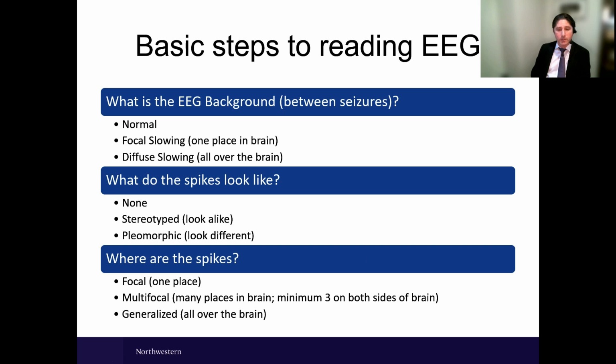And where are these spikes located? Are they in one place, similar to the slowing, focal? Multifocal, you might see in a child's report with KCNQ2: many places in the brain, technically on both sides of the brain, and a minimum of 3 spots. And then generalized or diffuse might be used interchangeably. Sort of the spike goes through all of the areas of the brain at once.